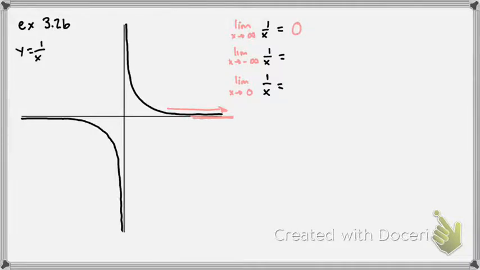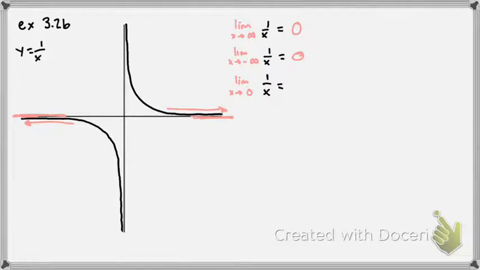Let's do the same thing with negative infinity. It's going all along here, and it looks like it's evening out at 0, so our limit as x approaches negative infinity is going to be 0. Now, let's say I wanted to know the limit as x approaches 0.